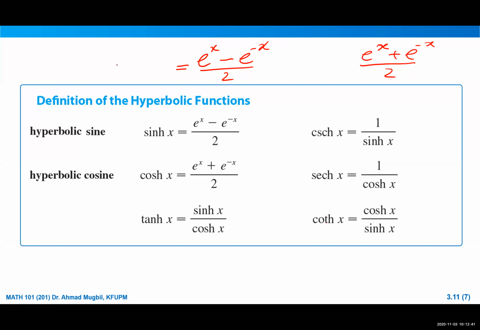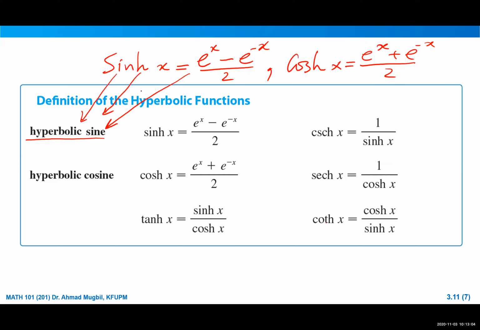They call this one hyperbolic sine. Shortly, they write it like sine, and they add h. This h stands for hyperbolic. So this will be sine hyperbolic x, and this one is cosine hyperbolic x. Why do they call it hyperbolic? Why do they relate it to sine and cosine? We will see that in 2 or 3 slides from now.